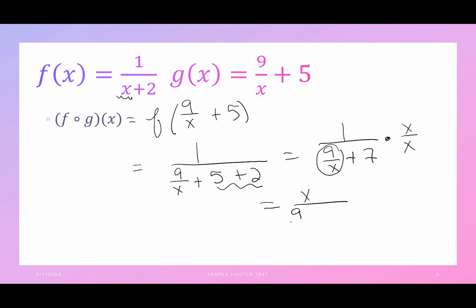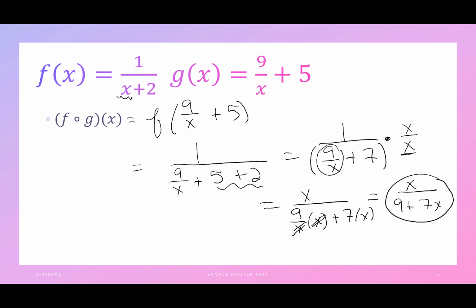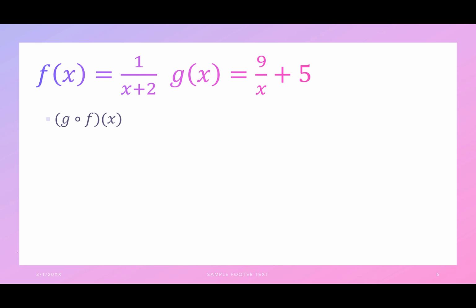In the denominator, I'm going to do it the long way. 9 over x times x plus 7 times x. So think here, I distributed this x through the whole denominator. Numerator is x. The 9 over x times x, the x's cancel. I have a 9. 7 times x is 7x, and this is my final solution. Let's look at this one again. Let's go the opposite way.